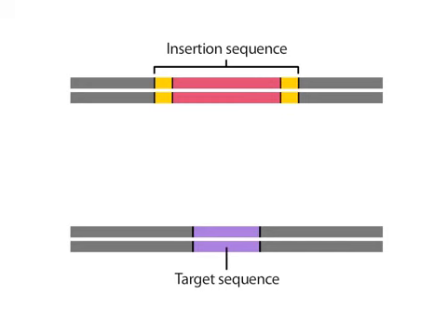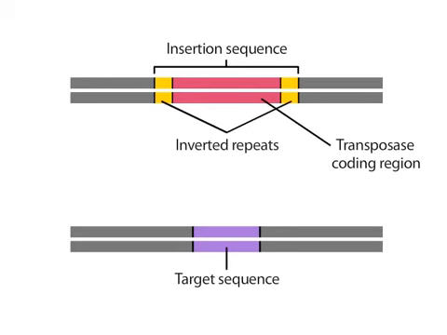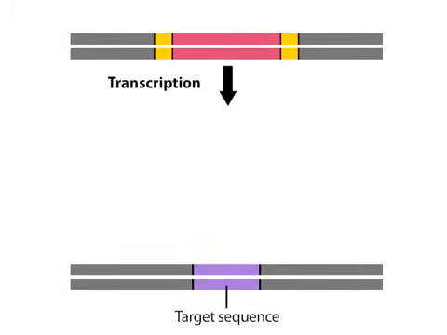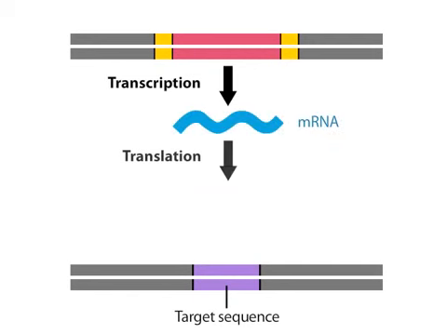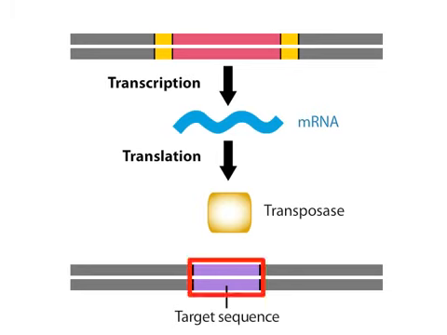long and consists of two basic parts: a coding region for an enzyme called transposase and two short inverted repeat flanking sequences. The cellular machinery transcribes the transposase coding region and translates it into the transposase enzyme. Transposase catalyzes the transposition process. The transposase randomly selects one of many possible target sequences where it will move the insertion element.